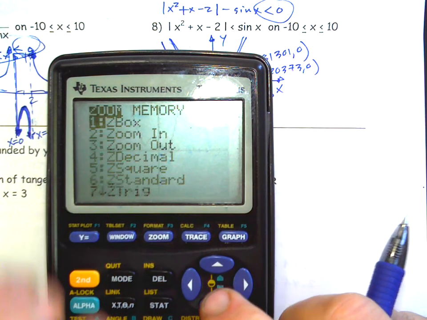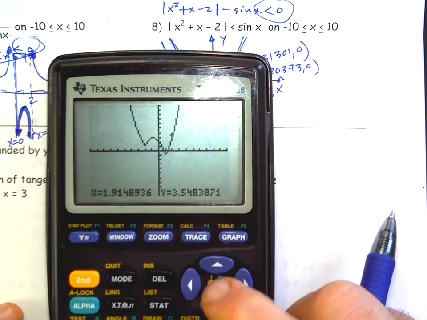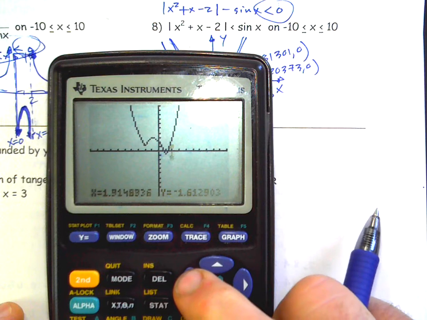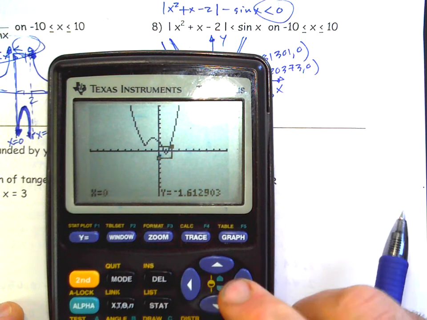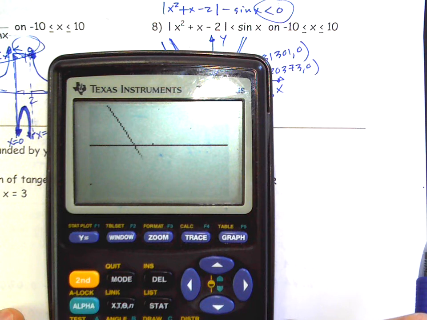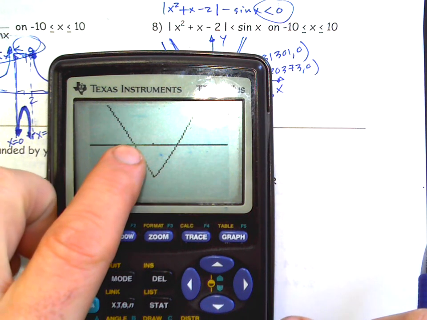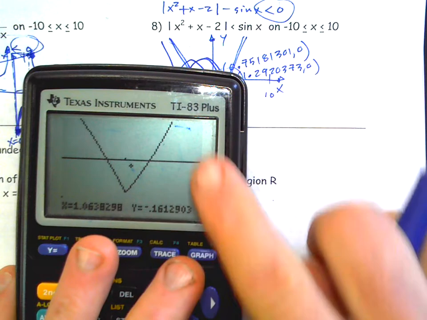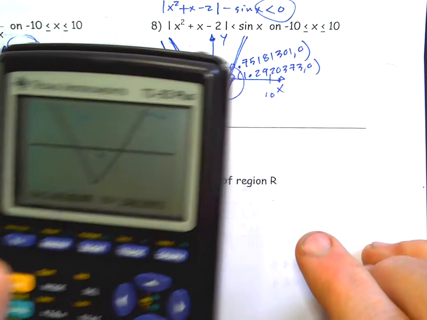You could do zoom box and create a box around those. And then you could see more clearly that, yes, it does cross. Yes, it does cross. And then, because sometimes they might cross more times than you can even tell, it might be good to zoom.